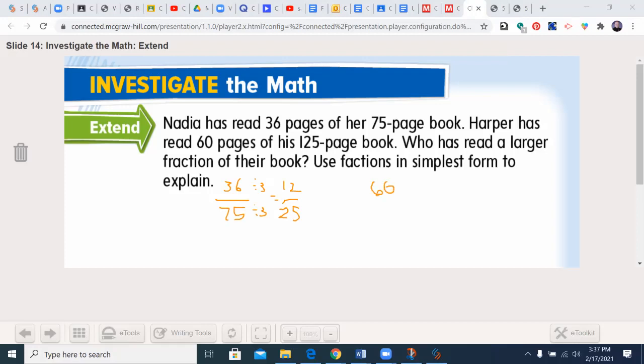60 over 125. I know it can be divided by 5. But when you do that, you have to divide top and bottom by the same thing. 60 divided by 5 is 12. 125 divided by 5 is going to be 25. It's exactly the same. All right, let's go ahead and move into the book portion here.